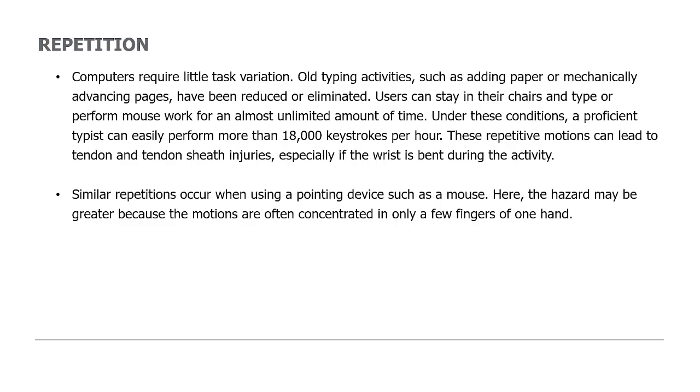Repetitive motions can also lead to tendon sheath injuries, especially in the wrist, if that particular wrist is bent during the activity. Similar repetitions occur when using a pointing device, such as a mouse, for an example. And the other thing, too, is the hazard also may be greater because the motions are often concentrated in only one or even a few fingers in one hand, for an example. In other words, not using both hands. Maybe it's just one specific area that a person has focused themselves in as far as doing repetitive type motions.